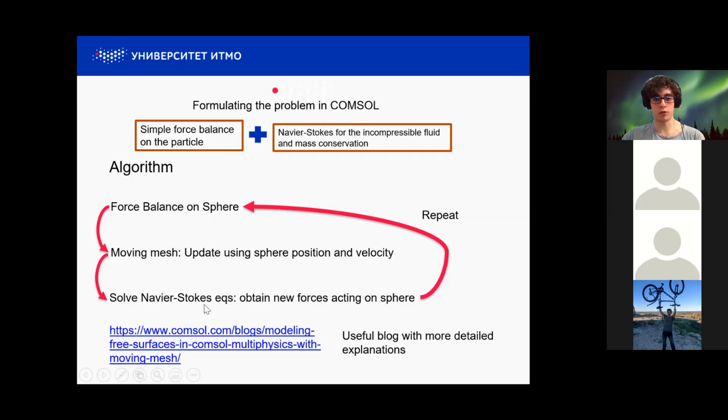Once you solve the Navier-Stokes equations, you could obtain a new force acting on the sphere, and re-update the differential equation, which you would then solve again for position and speed, update the mesh, solve the fluid mechanics equation, and repeat. For that, in every time step. A very useful blog explaining different approaches to solve this kind of problem for fluids is this one that I give here.